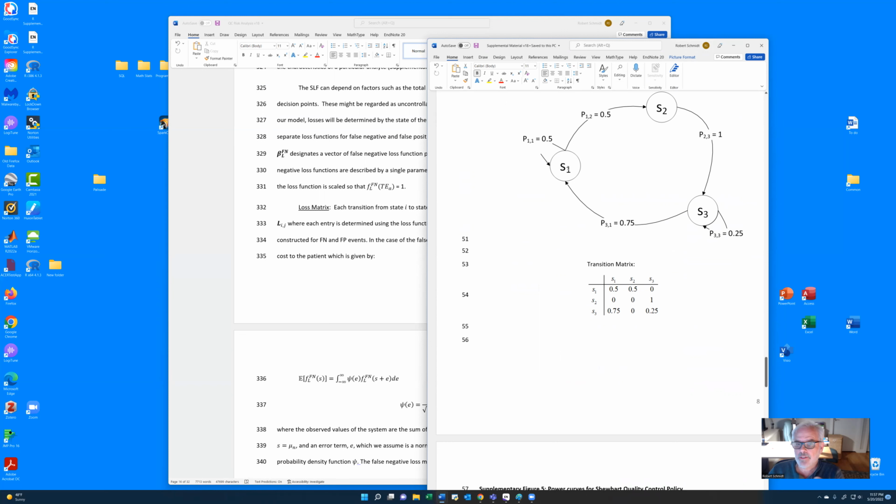Some of the states correspond to small errors or no error, and we won't incur any cost when we're in those states. So basically, we're just going to add all of those up.